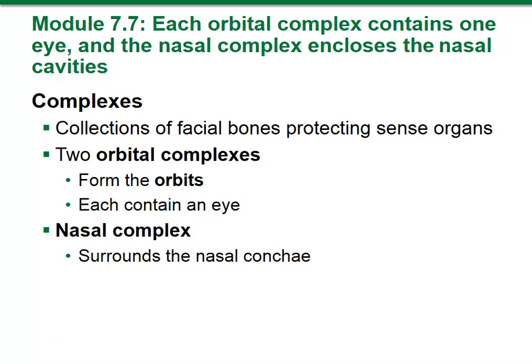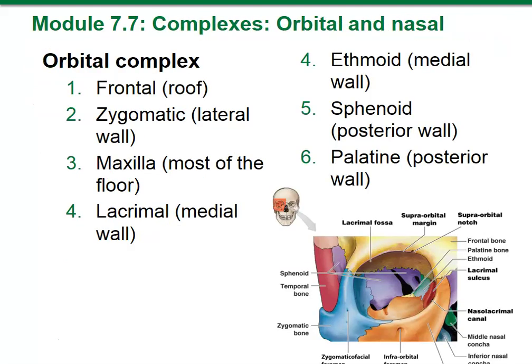There are areas we call complexes, which are collections of facial bones. These protect your sense organs. You have two orbital complexes. These form the orbits, and each has an eyeball. And then you have a nasal complex that surrounds the nasal concha. I'm not going to go over each of these parts of the orbital complex. There are several parts.